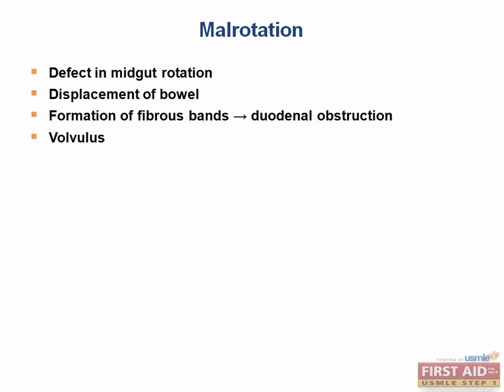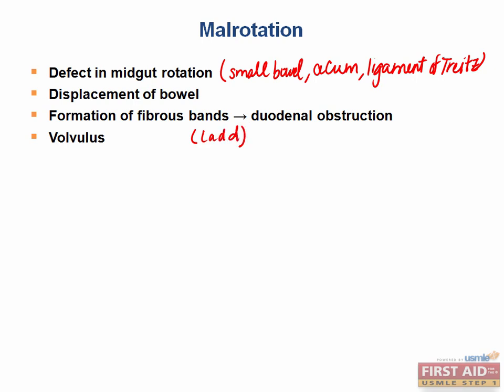Intestinal malrotation is a defect in midgut rotation during embryonic development. As a result, a number of things can be found displaced, such as the small bowel, cecum, and ligament of Treitz. Fibrous bands, known as Ladd bands, can form and attach the cecum to the abdominal wall, causing an obstruction of the duodenum. Malrotation can also lead to volvulus, which we will discuss on the next slide.